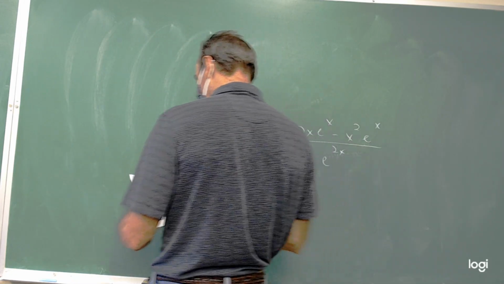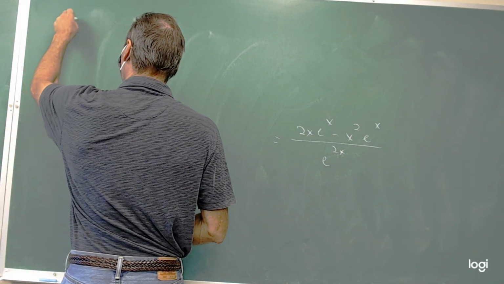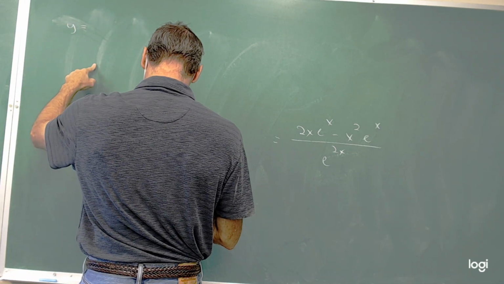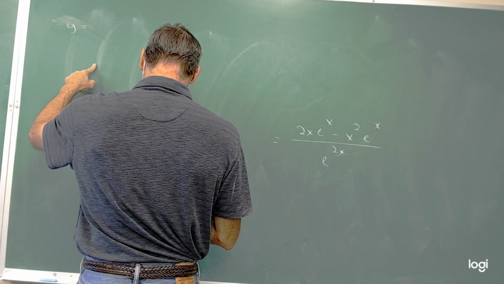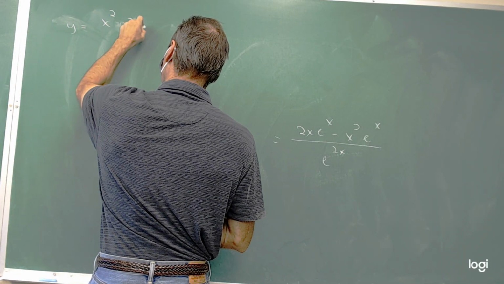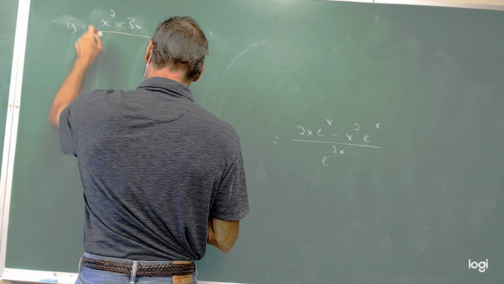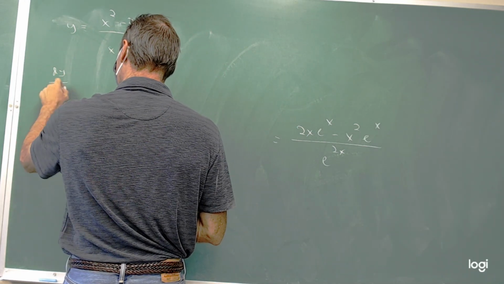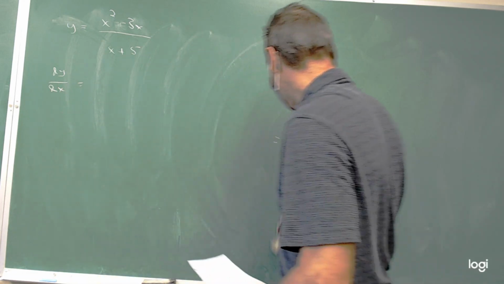All right, let's try another one. So we'll say f of x equals, let's say y equals, these are Leibniz notation, y equals x to the second minus 3x all over x plus 5. So we'll say dy/dx, and we'll write our derivative.